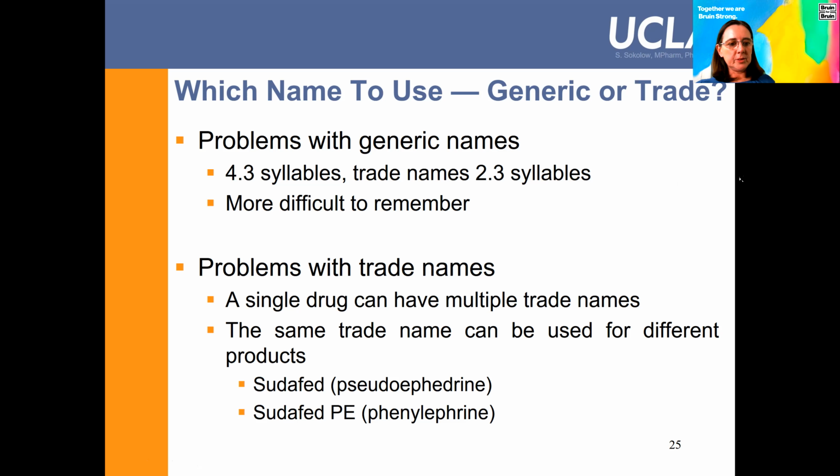And then the problem with the trade name is that a single drug can have multiple trade names, as I explained earlier. Now, the same trade name can be used for different products, and here I'm giving the example of Sudafed and Sudafed PE. Pseudoephedrine was removed from the market because it's one of the ingredients of methamphetamine, and because the brand was so strong, when they switched to phenylephrine, they called it Sudafed PE.